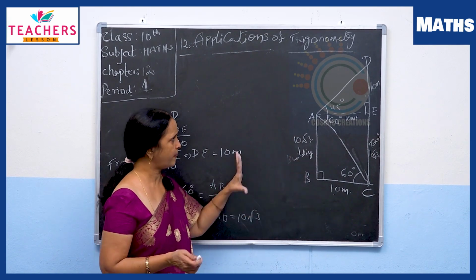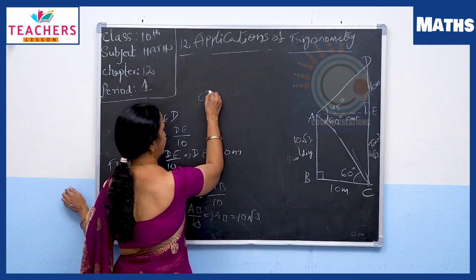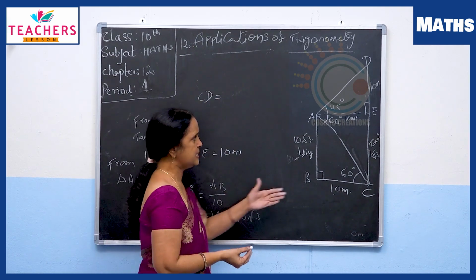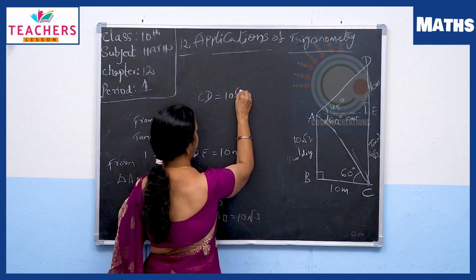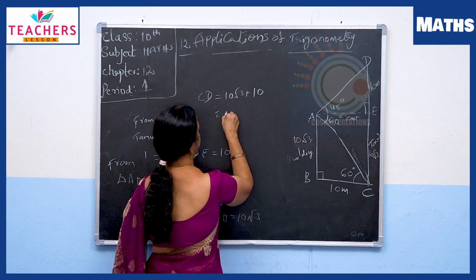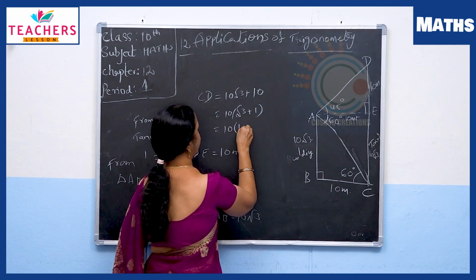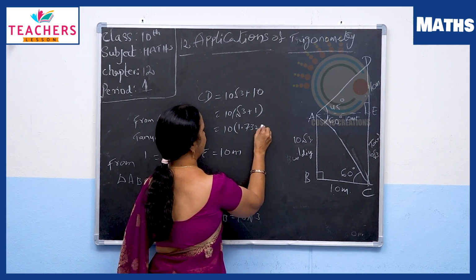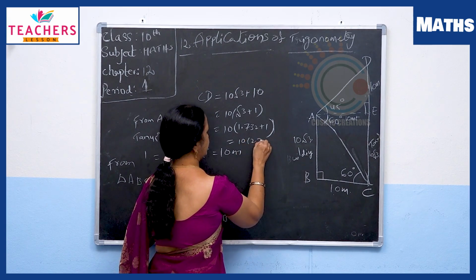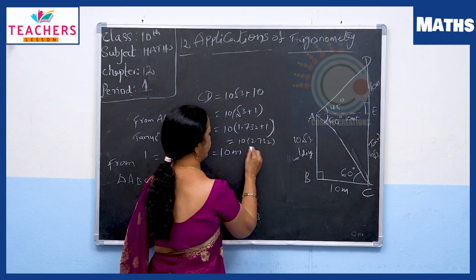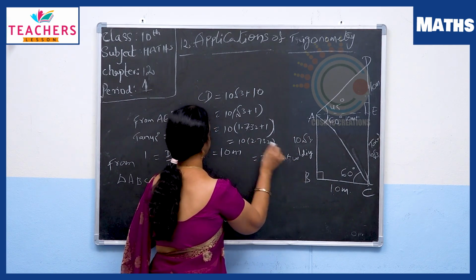Did you notice? Next is what we are doing. CD is the tower. The height of the tower is CD, which is CE plus ED. 10 root 3 plus 10. 10 into root 3 plus 1. 10 into root 3 value 1.732 plus 1, 10 into 2.732, which is equal to 27.32 meters.